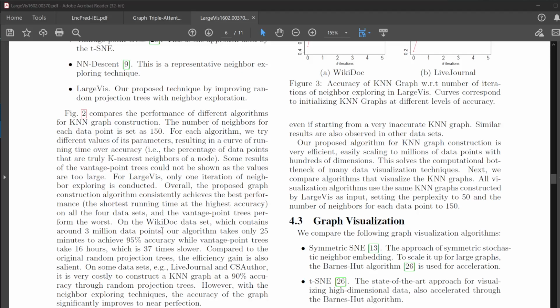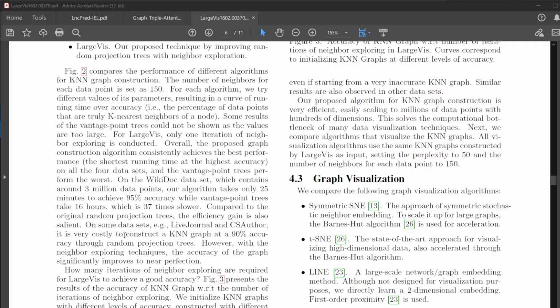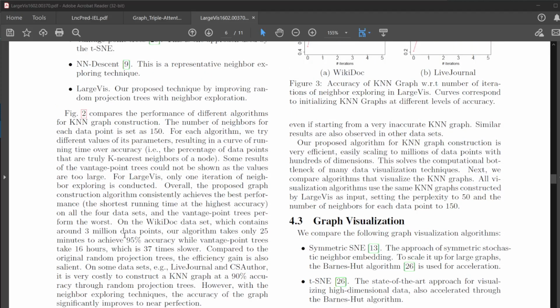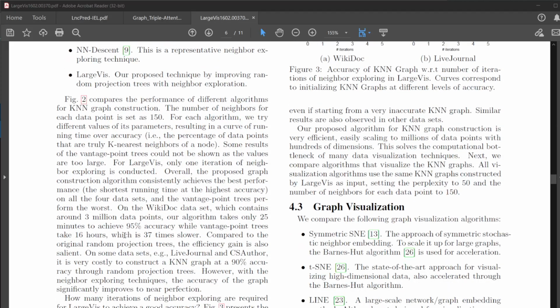On some data sets, for example, LiveJournal and CS Author, it is very costly to construct a KNN graph at a 90% accuracy through random projection trees. However, with the neighbor exploring techniques, the accuracy of the graph significantly improves to near perfection.